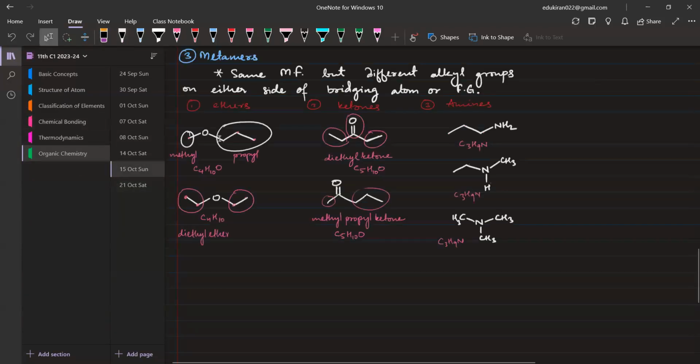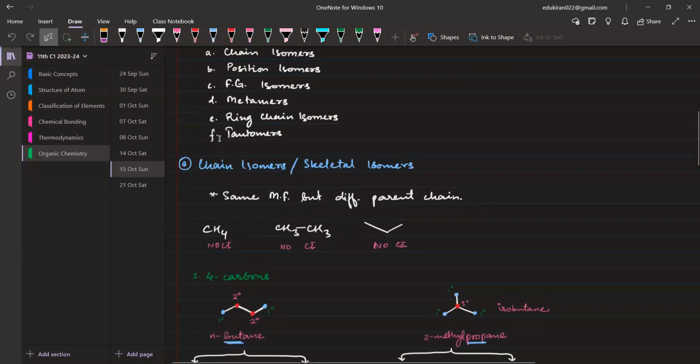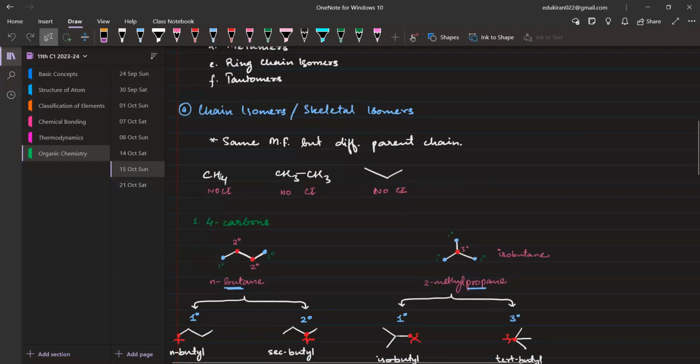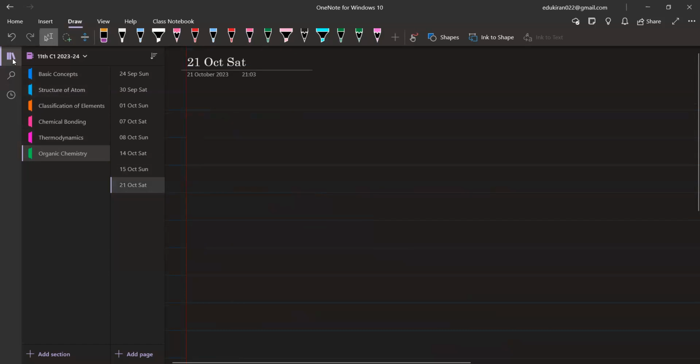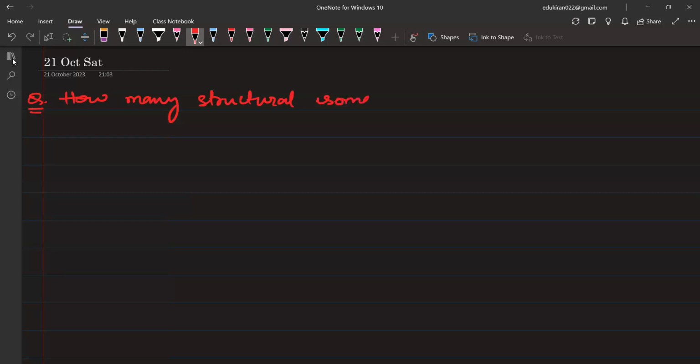So in the last lecture, we did till metamers, right? Position isomers is done. Chain isomerism is done. We did till metamers. Okay, fine. Write a question. How many structural isomers are possible for, let us suppose, C4H8.